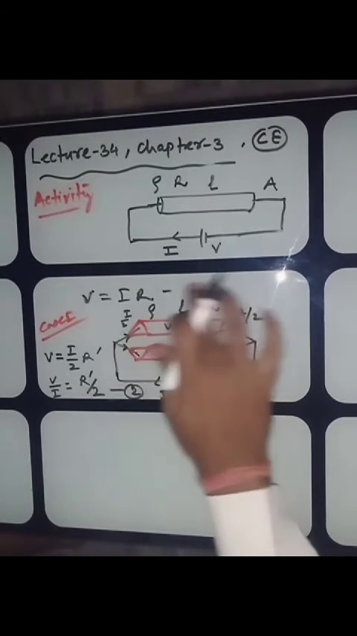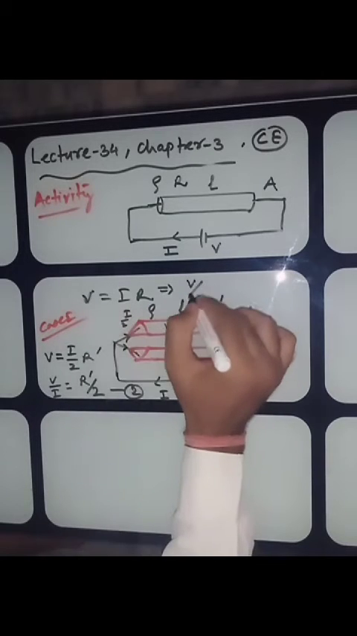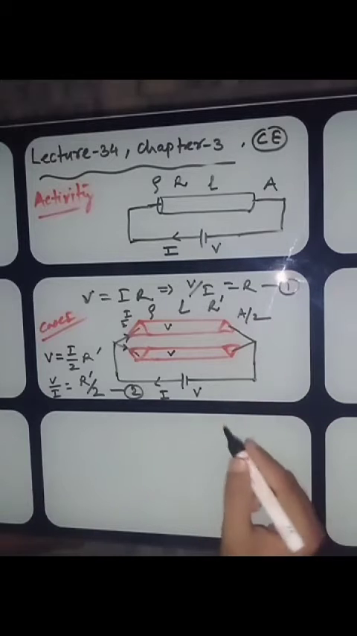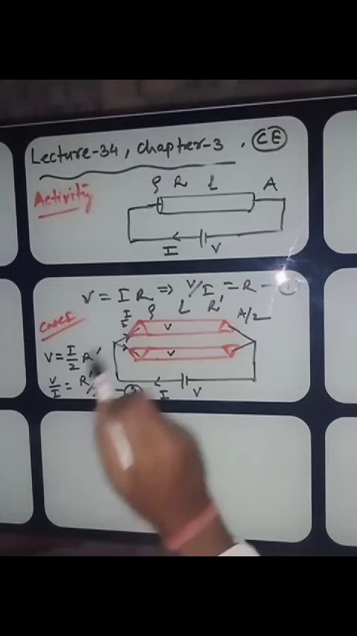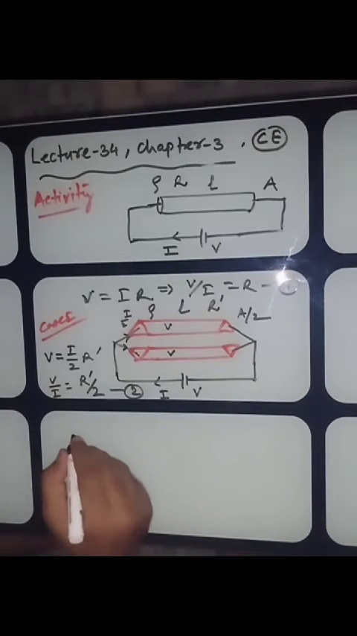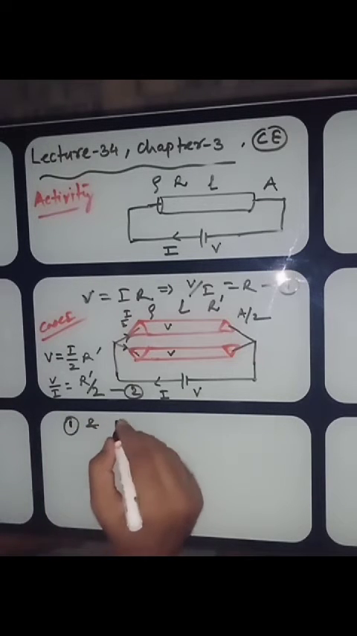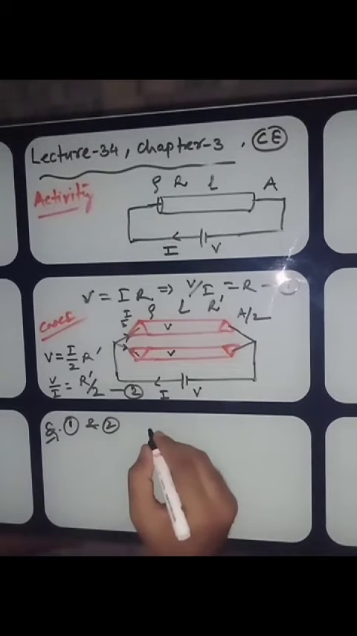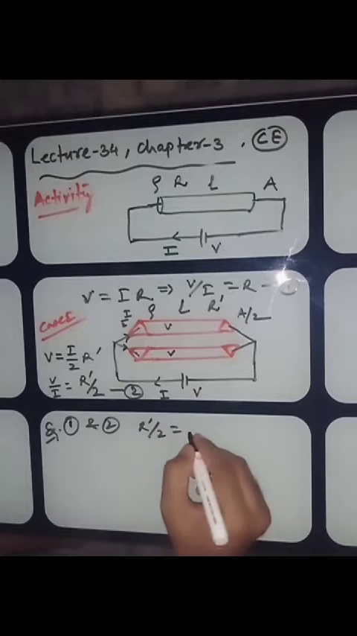Let me continue. In the first equation, V by I is R. Now comparing equations 1 and 2, what you observe is that V by I on the left side is the same in both. So equating 1 and 2, you get that R dash by 2 is equal to R.